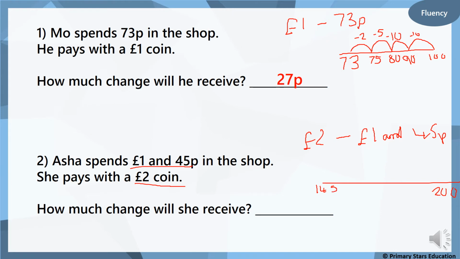So you could do this way if it helps. So I know that 200, if I take away 50, would give me 150. So I'm very close. 150 to 45, I'm taking away 5. So my change would be 55 pence.